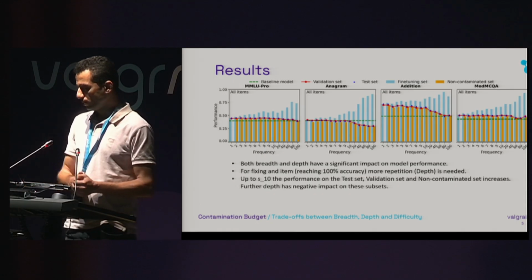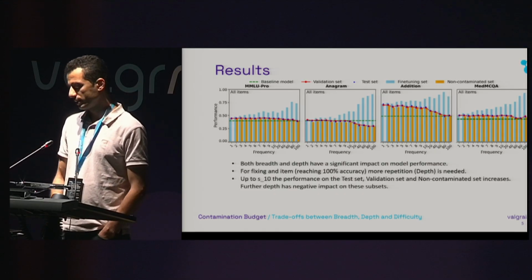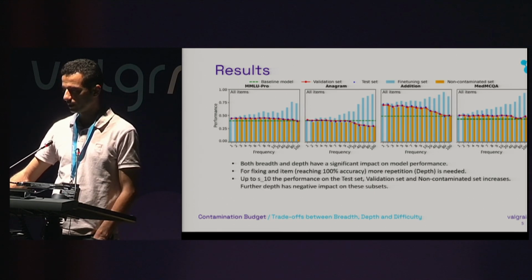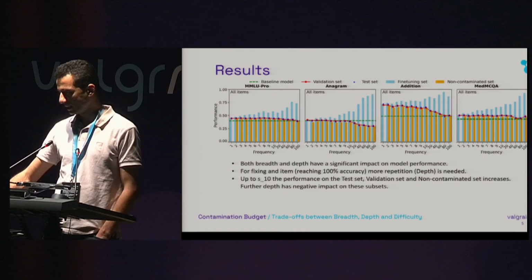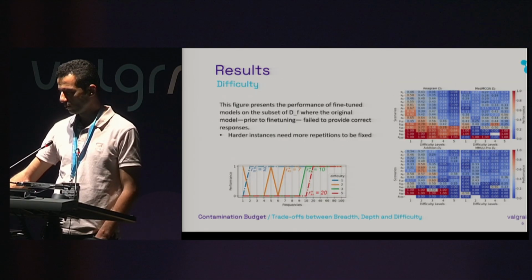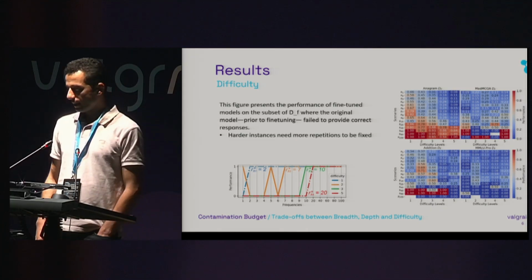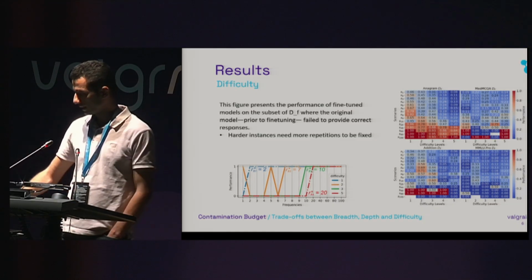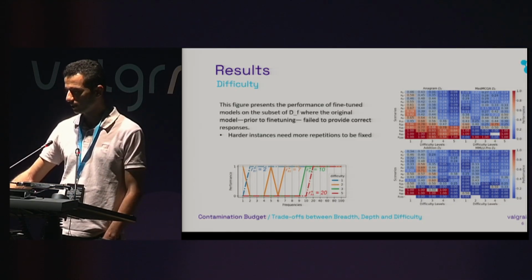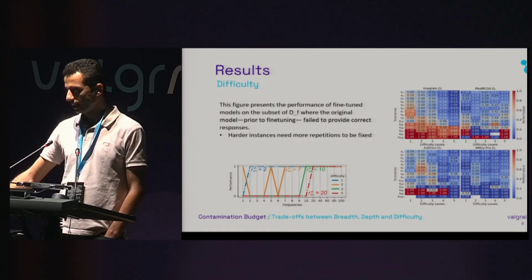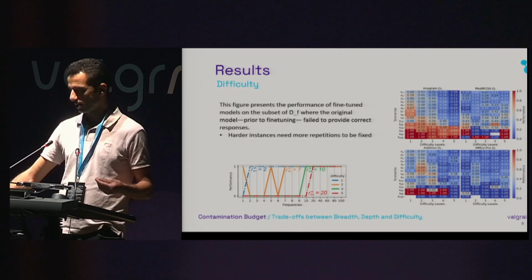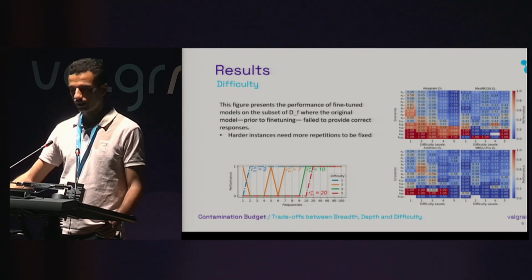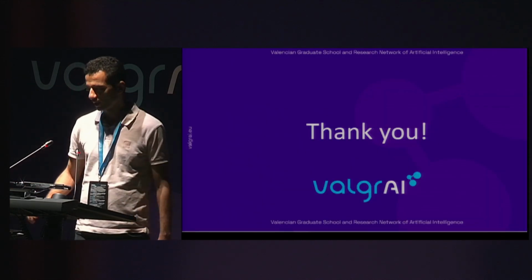But if we want to get a good result on the whole data set, with a frequency up to 10, the performance increases. But later, we can see a drop in the performance. In terms of difficulty, maybe the plot on the top left shows it better: easy instances need fewer repetitions, and more difficult ones need more repetitions to be solved. So if we want to optimize, it's better to pick easier instances. Thank you very much.